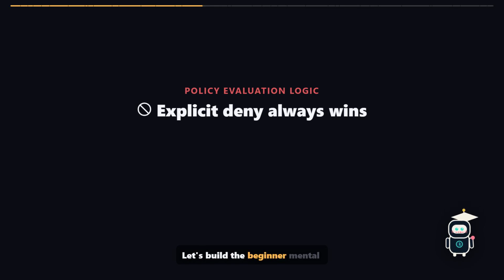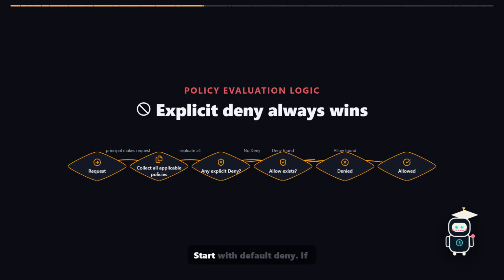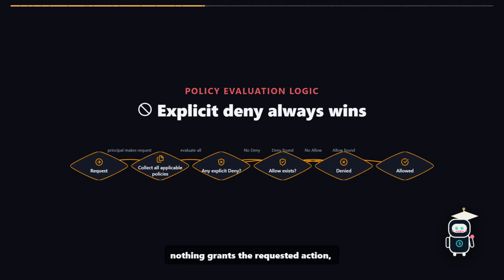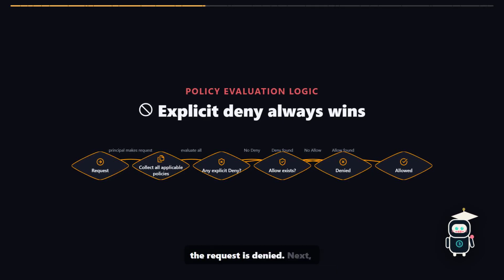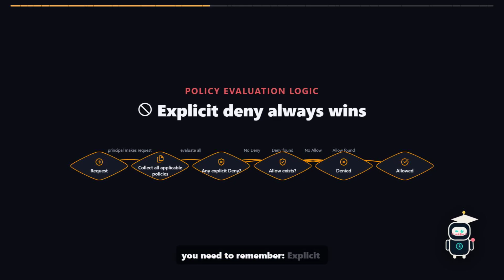Let's build the beginner mental model for IAM policy evaluation. Start with default deny. If nothing grants the requested action, the request is denied. Next, AWS evaluates the policies and controls that apply to the request. If an applicable policy contains an explicit deny for that request, that deny overrides an allow. That's the rule you need to remember.